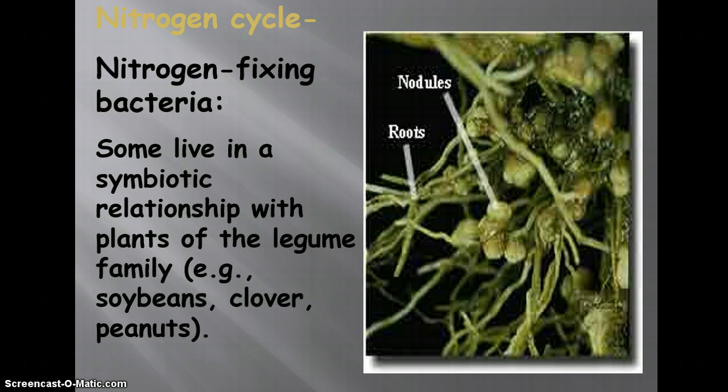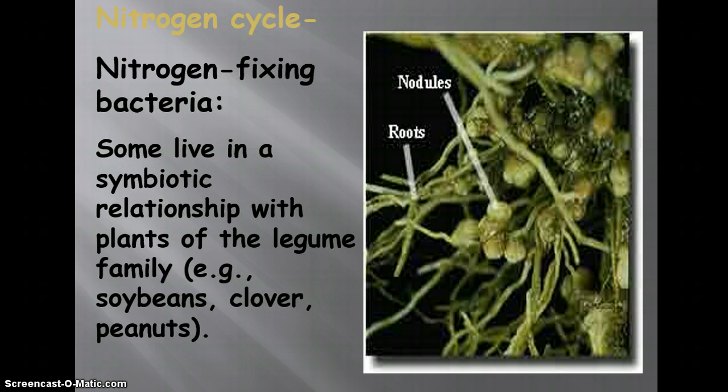So nitrogen-fixing bacteria, some live in a symbiotic relationship with plants of the legume family, like soybeans, clover, peanuts. So on the roots, there's this nitrogen-fixing bacteria taking nitrogen from the ground, and then the plants use it to grow. Beans take in the nitrogen, or make nitrogen, and they use it to grow, and they're also releasing the nitrogen into the soil, so we have nice nitrogen-rich soil.